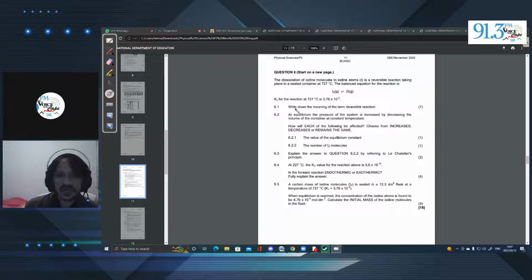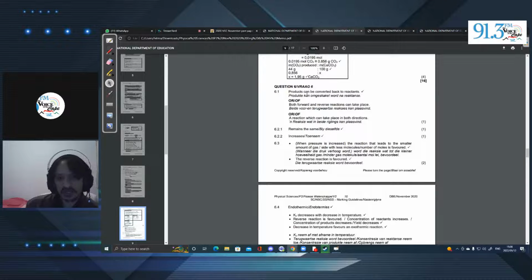The first question is write down the meaning of the term reversible reaction. Well, this is pretty self-explanatory. We can just say that it is basically the forward reaction and the reverse reaction taking place simultaneously, right? And that's basically all it means. There's various definitions in the memo. We can just quickly look at them, but that's one of them.